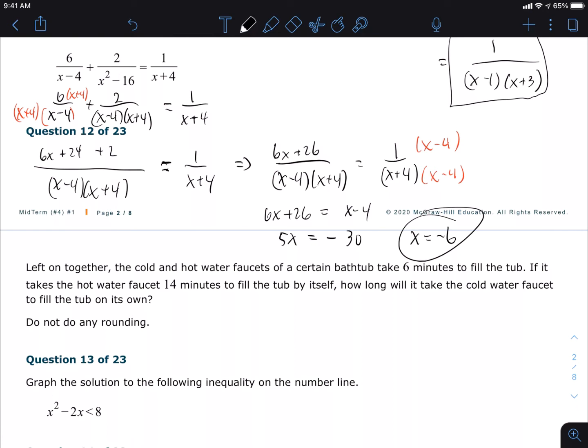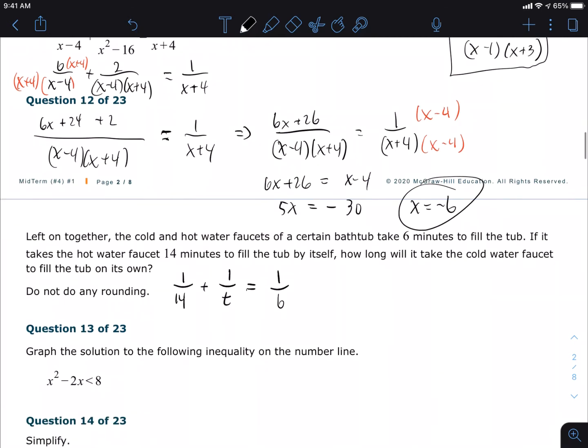Okay, so the next problem is working together. And what it says is: left together, the cold water and hot water faucets of a certain tub take 6 minutes to fill the tub. If it takes the hot water 14 minutes to fill the tub by itself, how long will it take the cold water to fill the tub? So to fill the whole thing up, that's 1. It will take 14 minutes to do it with the hot water. With the cold water, we don't know, so to fill the whole tub up, it's going to be some time t that I don't know. But when they work together, it only takes 1/6.